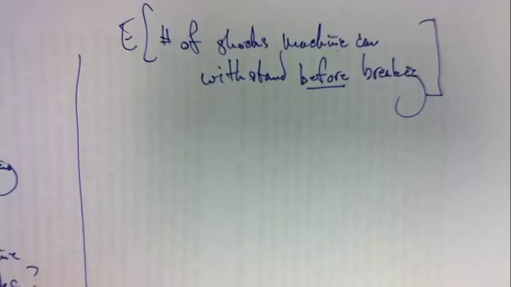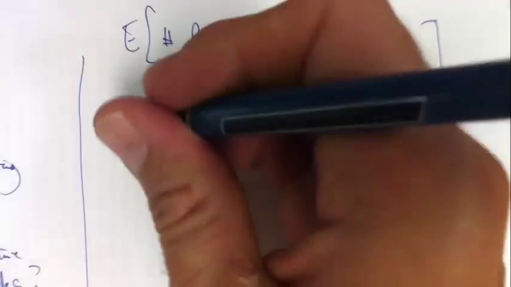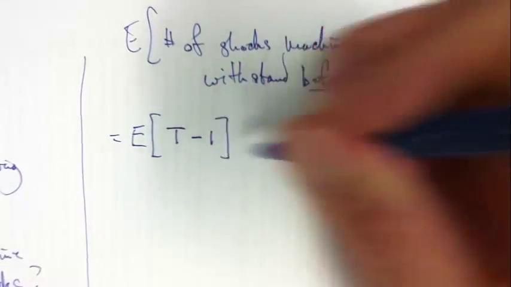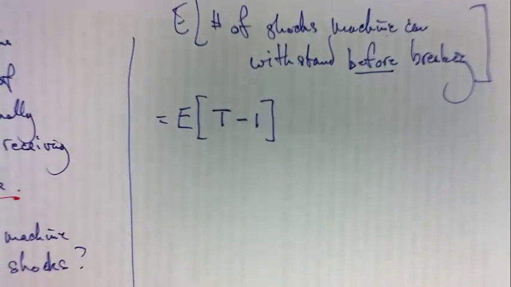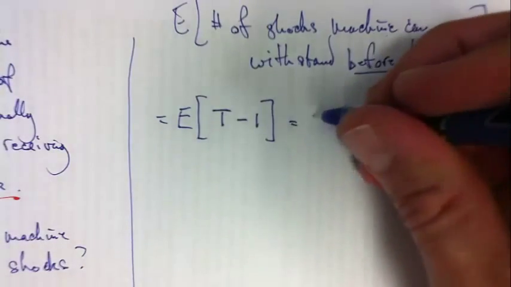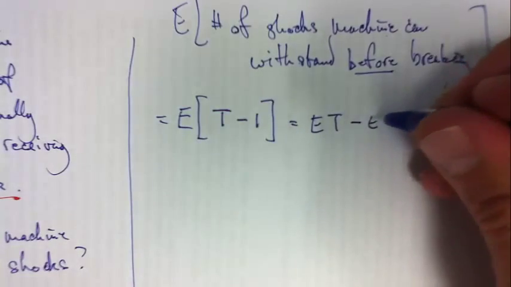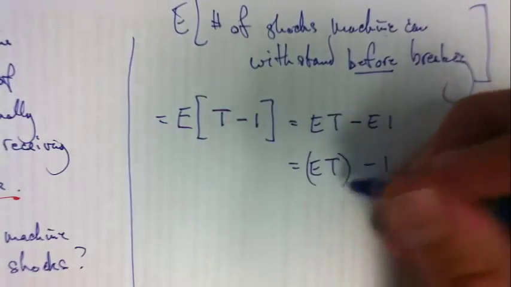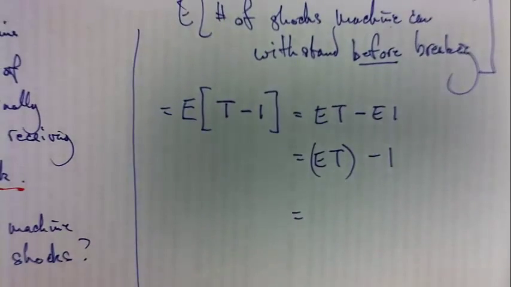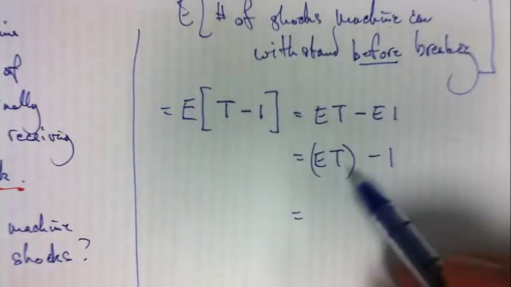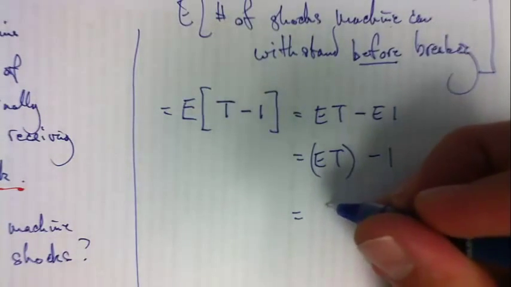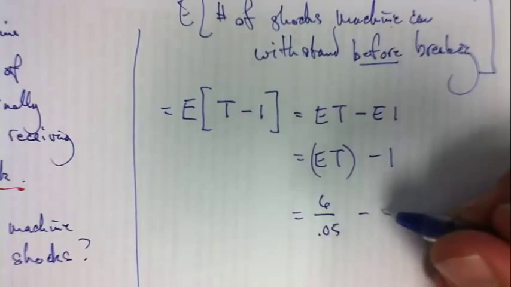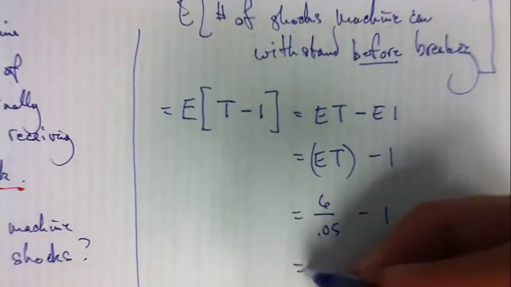So, what we really want here is the expected value of T minus 1, I think. Well, that's the expected value of T minus the expected value of 1, which is the expected value of T minus 1, right? Now, remember T is a negative binomial, so we know the mean for this guy. It's r over p. R in this case is 6. P is 5%. Minus 1, it comes out to be 119.